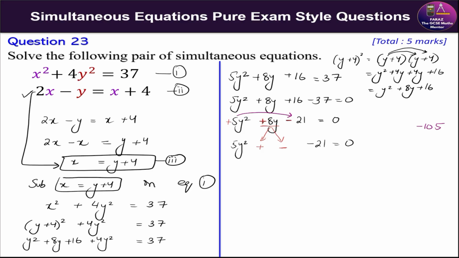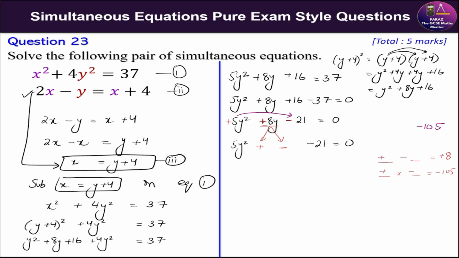So we can write it in this way. We need two numbers that subtract to give plus 8 and multiply to give negative 105. It means you have to find the factors of 105. So to find the factors of 105, how can you do that? You just have to write the factors of 105 first.